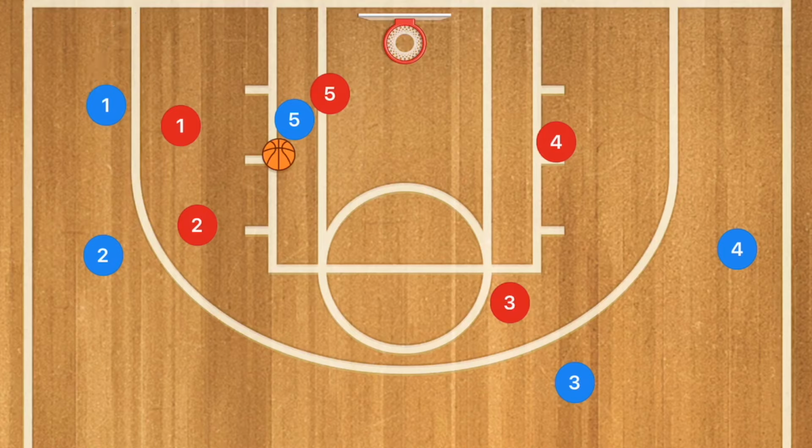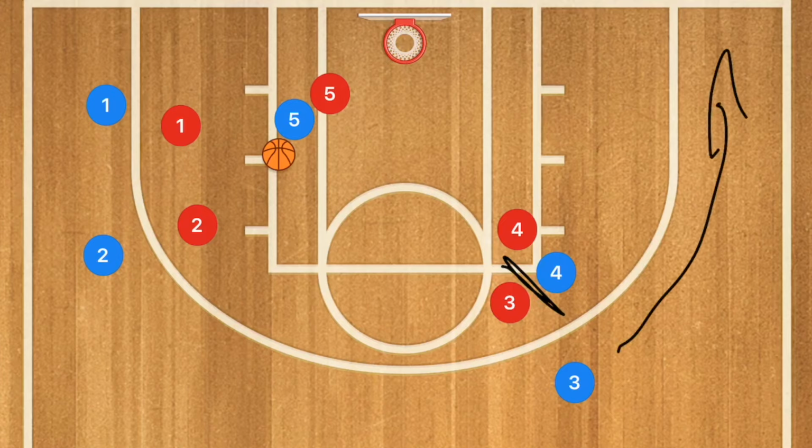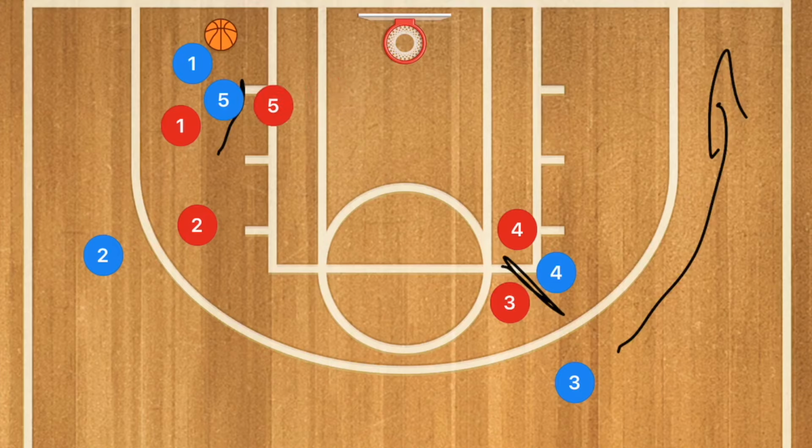And now one of two things are going to happen. We're going to have player 4 setting a screen on player 3, and player 3 is going to be going down towards this low corner. At the same time, we're going to have a dribble handoff in this corner with player 5 and player 1. Now, what we're hoping for is player 5 red to be playing really tight on player 5 blue so that player 1 has an open lane towards the basket.